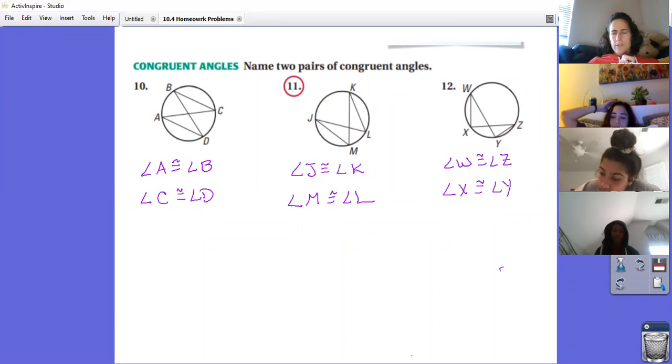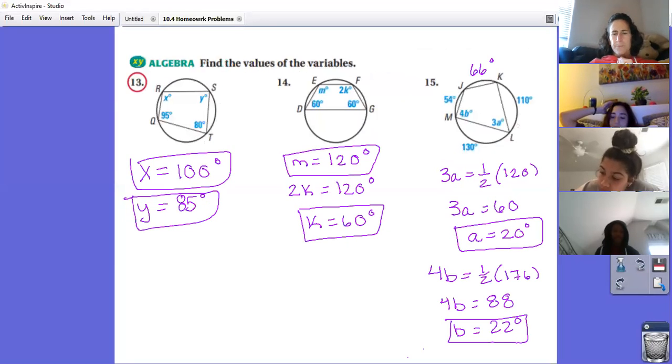Okay, all right. So let's look at 15. There were kind of 2 ways you could go about doing 15. One thing, if you notice, there is a quadrilateral inscribed. And if a quadrilateral is inscribed in a circle, opposite angles are supplementary. But what I did is I looked at this whole circle, and the only arc that's not labeled is JK. So I added up these numbers here, 54, 130, and 110, subtracted from 360, and I got 66, which was left.